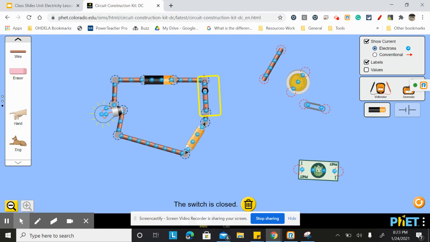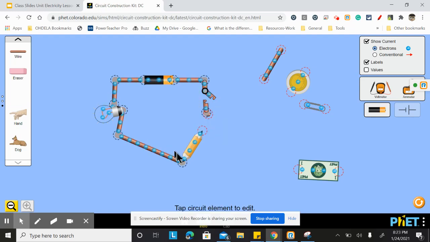Actually, we should say the lead of the pencil is the conductor. All right. These are all the conductors.